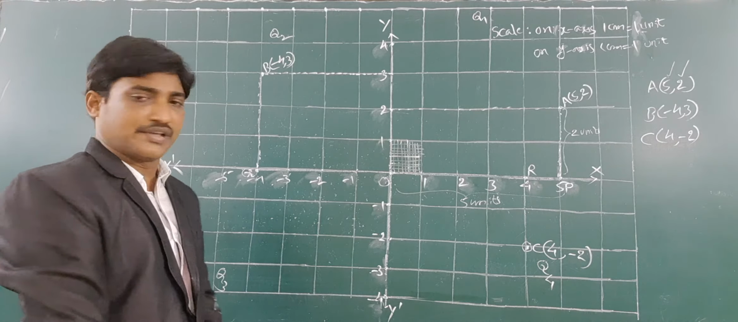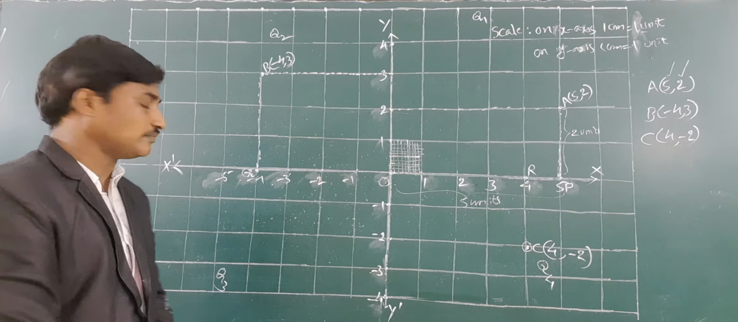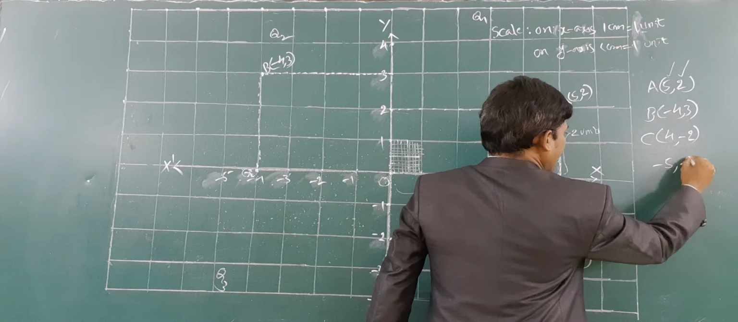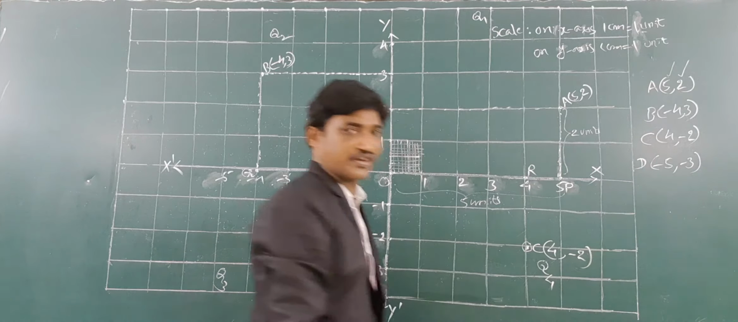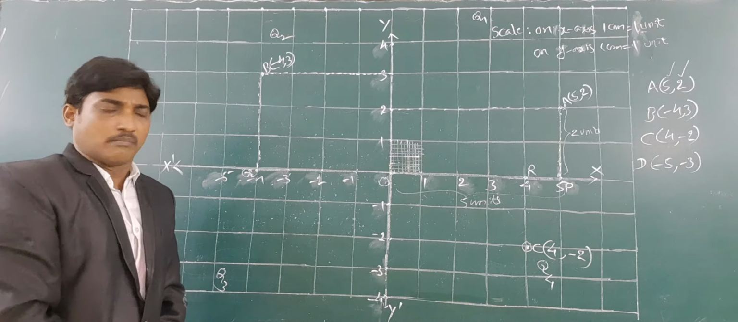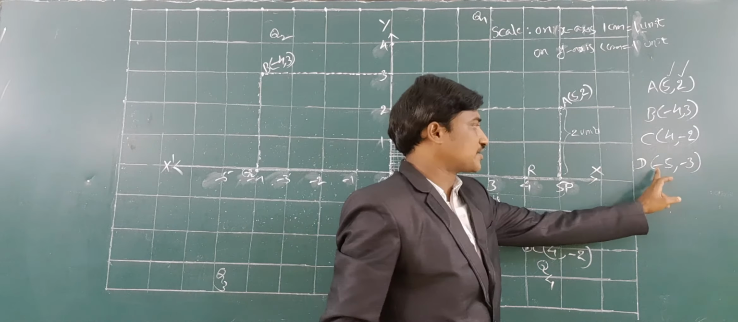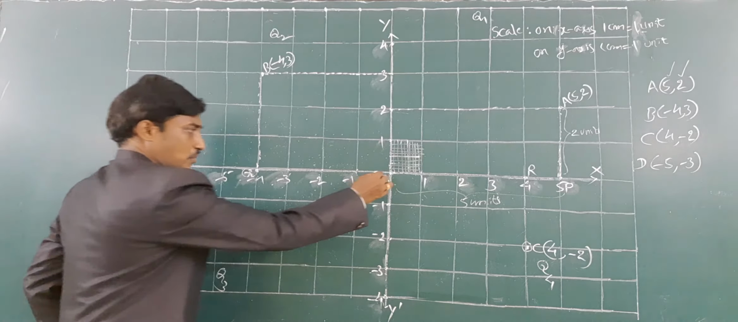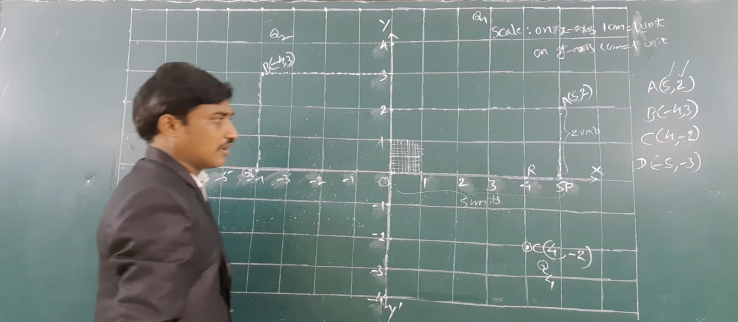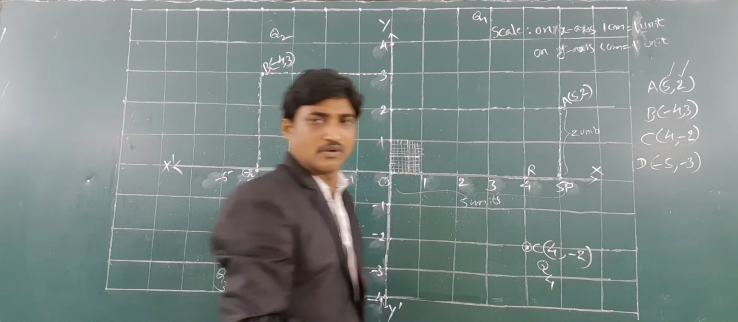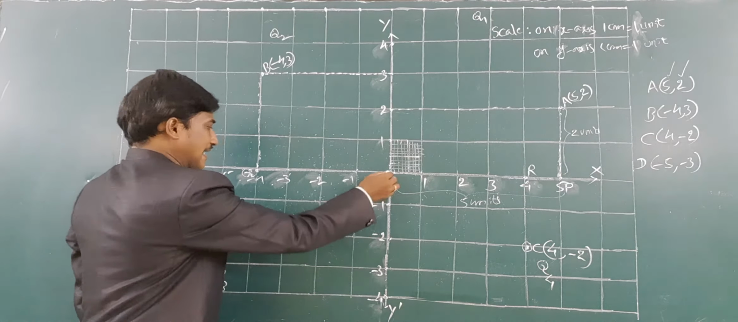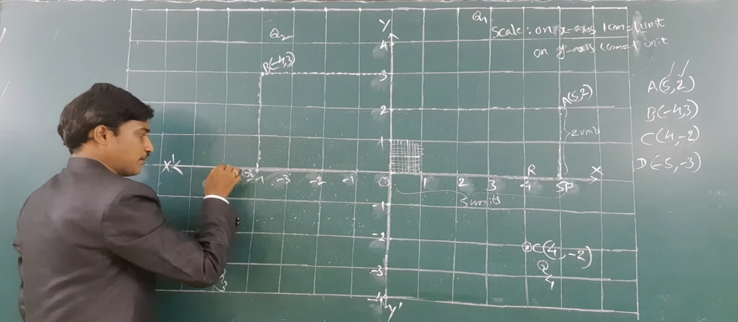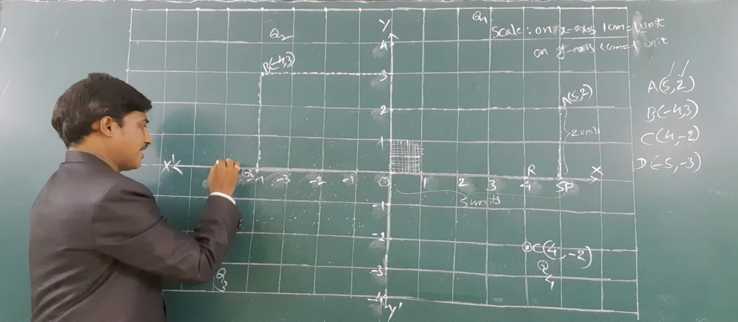Now, let us see the position of the point (minus 5, minus 3), D (minus 5, minus 3). The first x coordinate is minus 5, the y coordinate is minus 3. So starting from the origin O, as minus 5 is negative, move along the negative x axis 5 units: 1, 2, 3, 4, 5 units. Let me name this point as S.